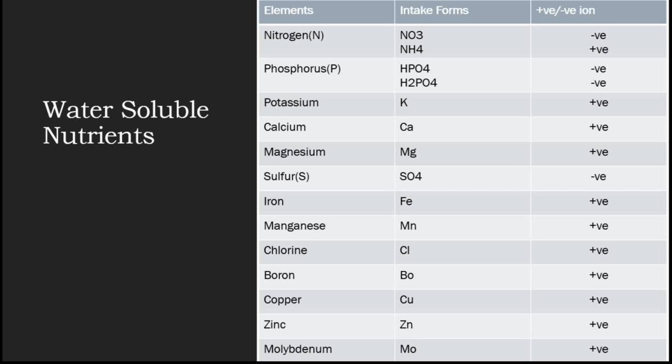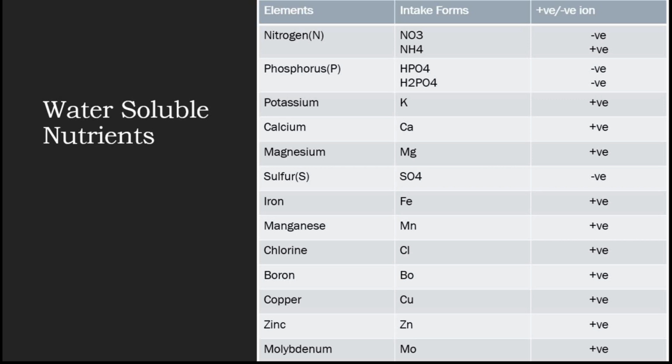So here we'll talk about the elements, their intake forms and their positive negative ion. So make sure that you always have the information about this positive and negative ion, because this really plays a very important role in making your nutrition blend for your plants, as all the nutrients that are being taken by the plants are based on this positive and negative ion concept.